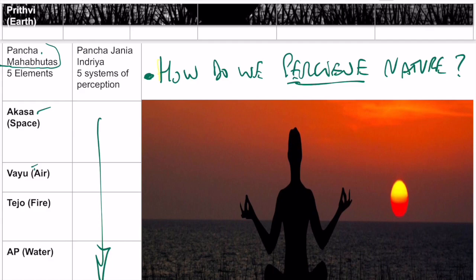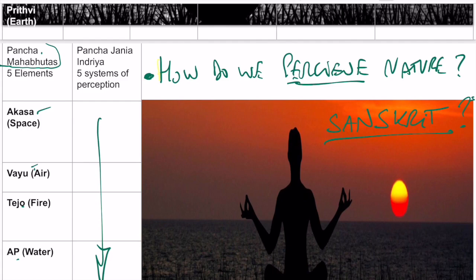The language that the ancients used to describe nature is Sanskrit, the oldest language. You can do some research on that also. What is Sanskrit? It is prior to Greek, Latin, and any other language ever created by human minds. So Akasha, Vayu, Tejo, Ap, Prithvi, these are the sounds that describe the Mahabhutas, the five elements.